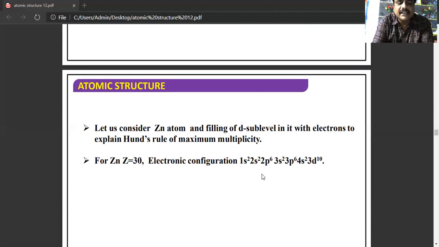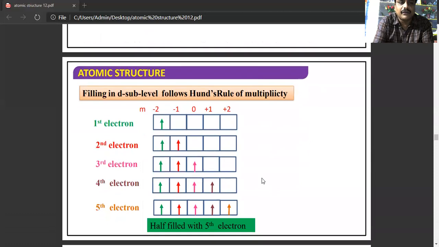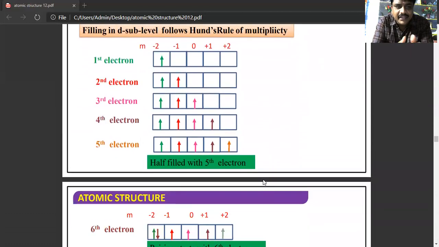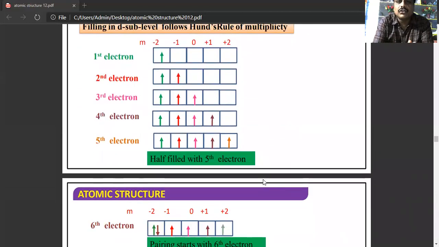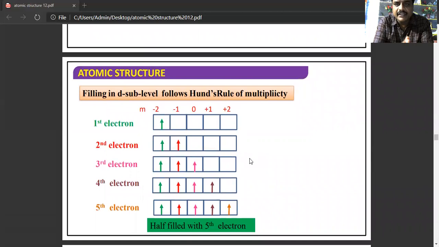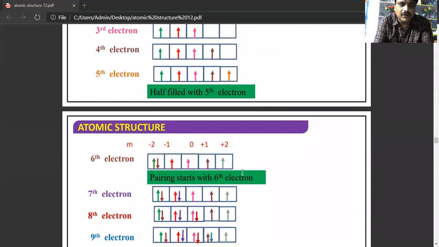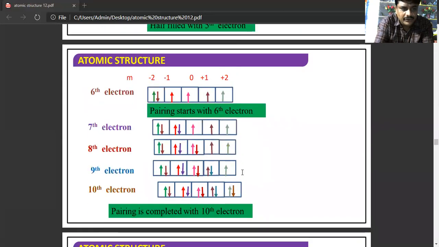We are considering zinc, whose atomic number is 30. This is the electronic configuration. Filling in the d sublevel also follows Hund's rule of multiplicity. First it is half filled, but we know d has 5 orbitals. So initially the 5 d orbitals should be half filled with electrons and only then the pairing. Coming to the 10th electron, the d orbitals are completely filled.